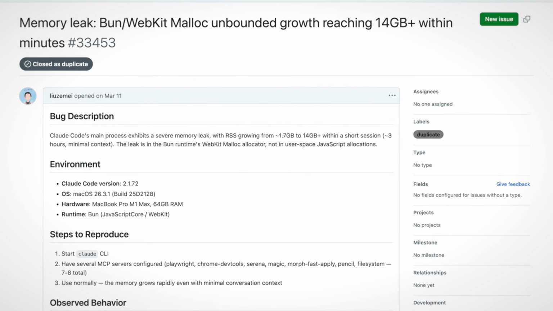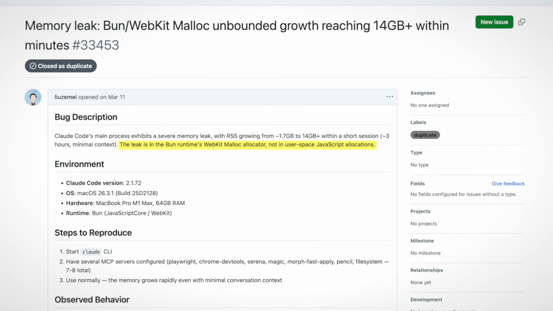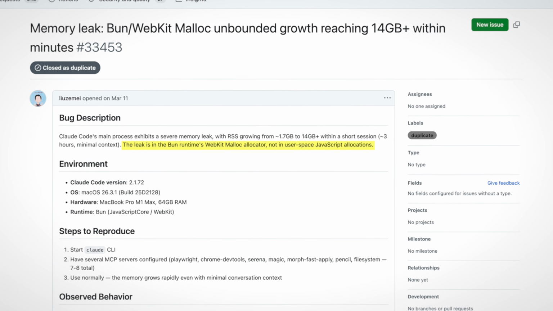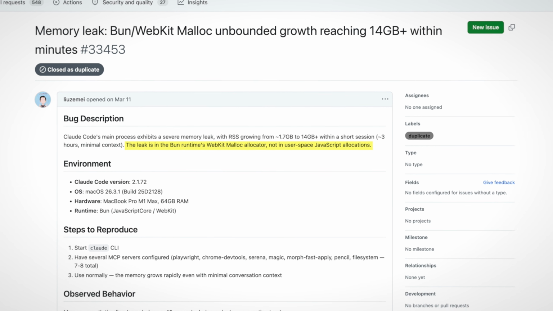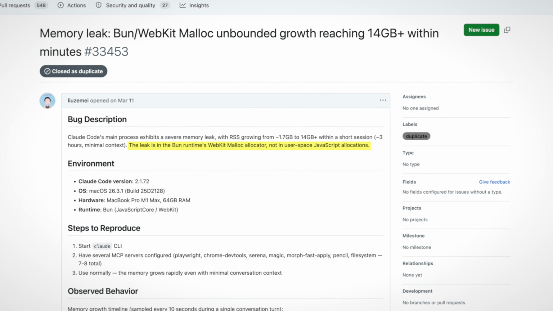And now not every memory leak gets fixed by this port, nor was it caused by Zig, because the reporter on the first one attributed it to Bun's WebKit malloc allocator, which is the C++ heap inside JavaScript core that Bun wraps. So regardless of what language is wrapping the JavaScript core, Zig or Rust, it has no say over that. But it does fix a lot. And if that's the main reason, I don't actually know, but it's an interesting one.